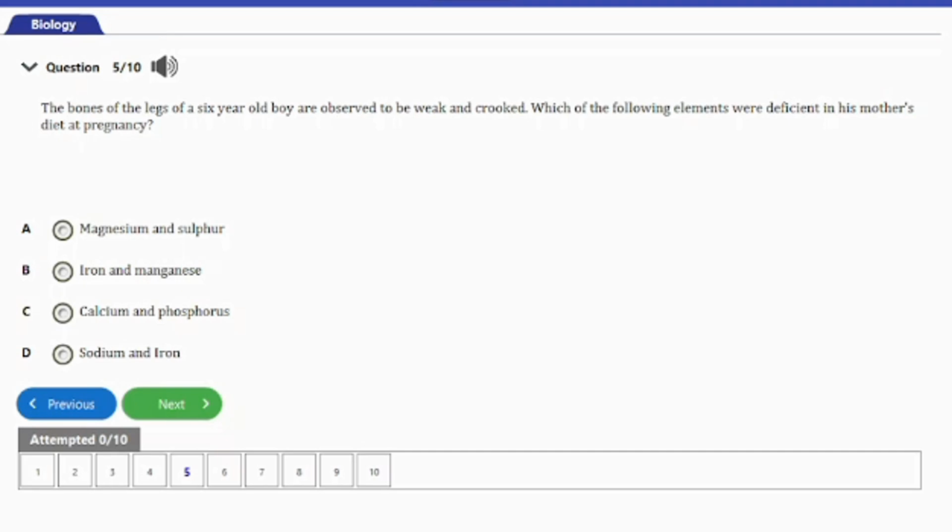So these are the elements that are well defined for a better bone structure. So guys, these elements, if lacking, might lead to deformation of the child's bone, and that's why you have here the crooked bone in the baby. So guys, that's it for this question. Let's go ahead and consider the next question.